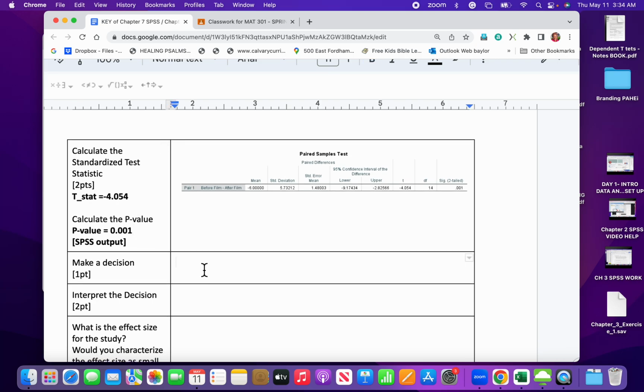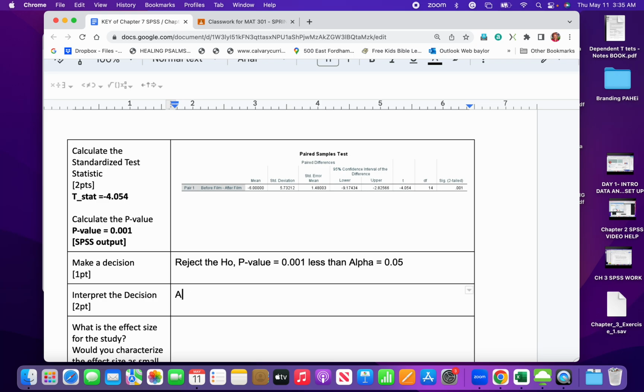Making a decision. Let's make our decision. Look, your p-value is very, very low. So we're going to reject the null. Why? Because the p-value is equal to 0.001, which is less than your alpha, which was 0.05. That's it. How do we interpret the decision now?